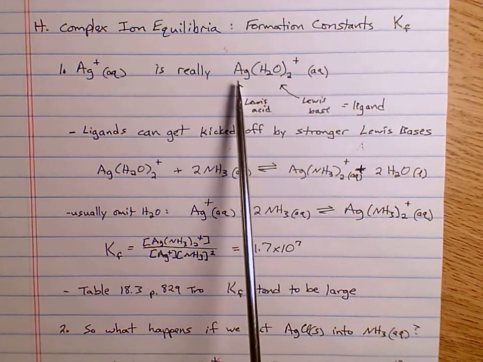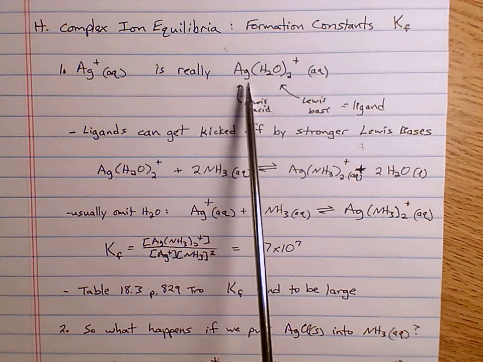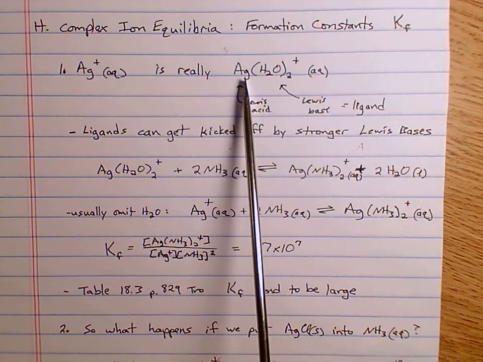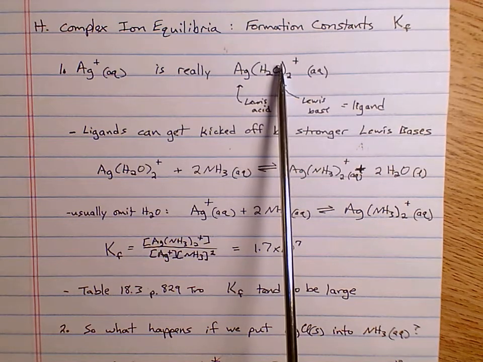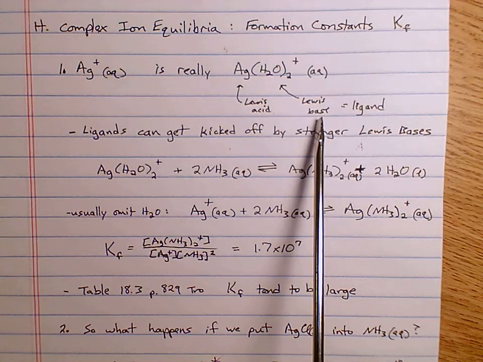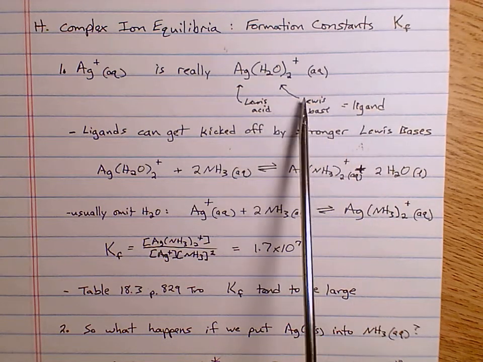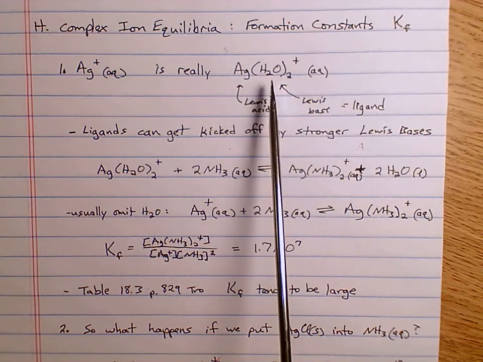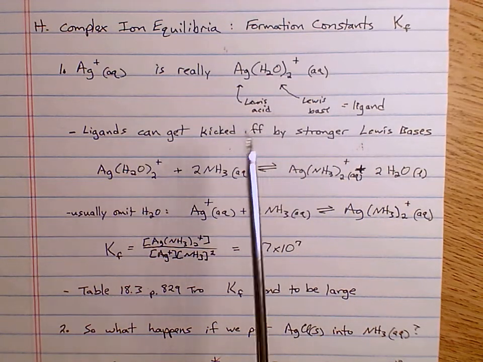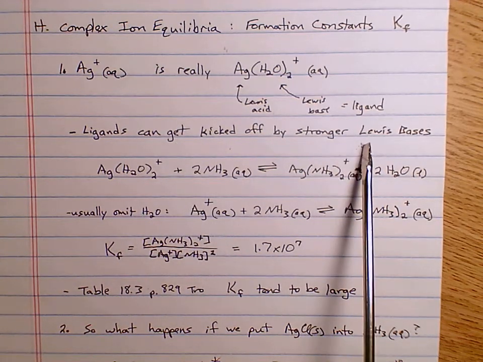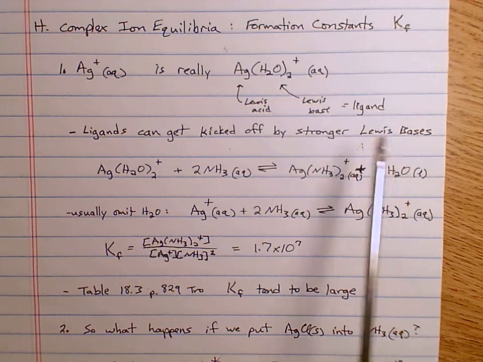Note, Ag+ is a Lewis acid, it has no valence electrons, it has a filled shell. All transition metals act as Lewis acids. Water's oxygen has valence electrons, so it's a Lewis base. And when we have Lewis bases attached to metal atoms, we call those Lewis bases ligands. So we have a silver with two water ligands on it. The thing about ligands is they are Lewis bases, and they can get kicked off by stronger Lewis bases.